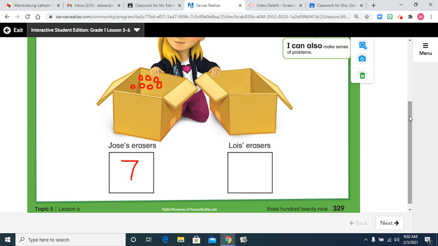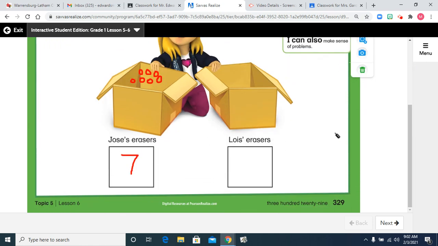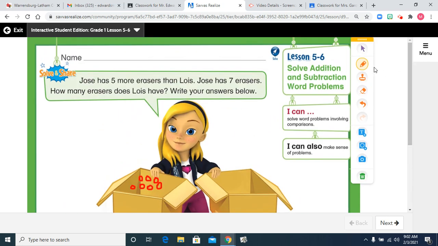Okay, we know that Josie has 5 more erasers than Lois. Okay, so she has more than what Lois has. Now, if we do an equation, blank, blank equals blank, and let's start filling this in.